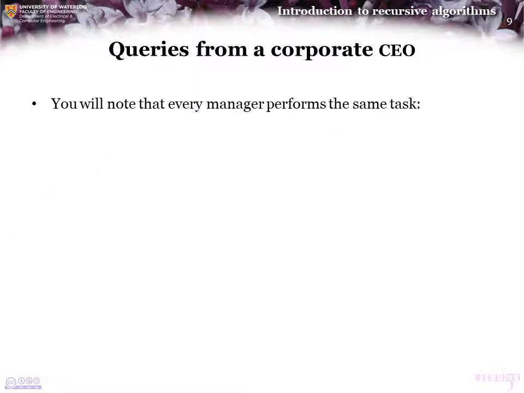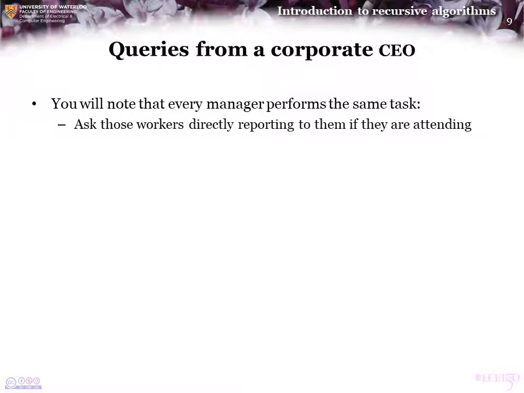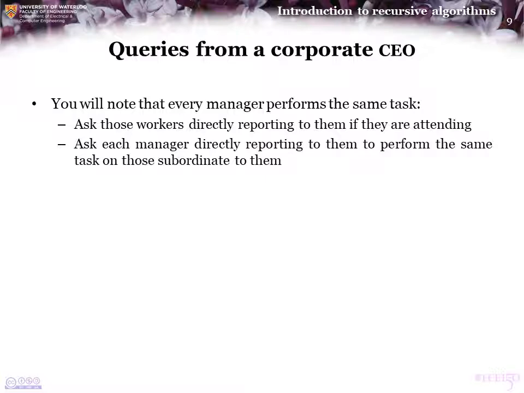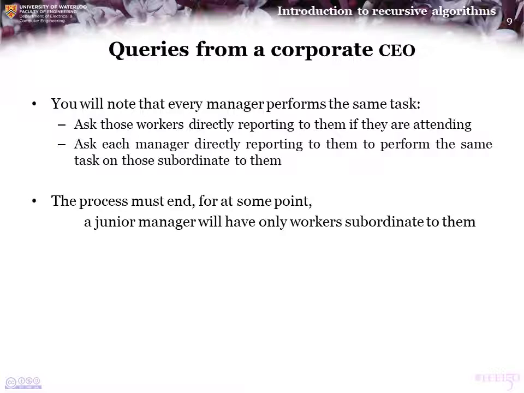All right. Now, you will notice here that every manager performs the same task. Each manager will ask those workers reporting directly to them if they are attending, and they will ask each manager reporting directly to them to perform the same operation on those subordinate to that manager, subordinate to the current manager. This process must, of course, end at some point. At some point, we're going to have a junior manager who only has workers that are subordinate to them.